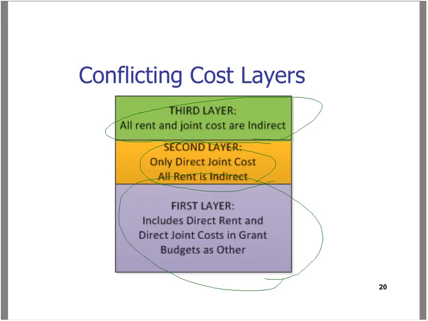So basically all we did was color code, which I'll show you in a minute. We color coded it so that we could see visually that in the green, rent and joint costs could only be indirect, not direct. In the second one, the orange, only a few joint costs could be direct, but the rent was still indirect. Only in purple could the rent be direct and the joint costs be direct. And this will be important as we set up our rates.